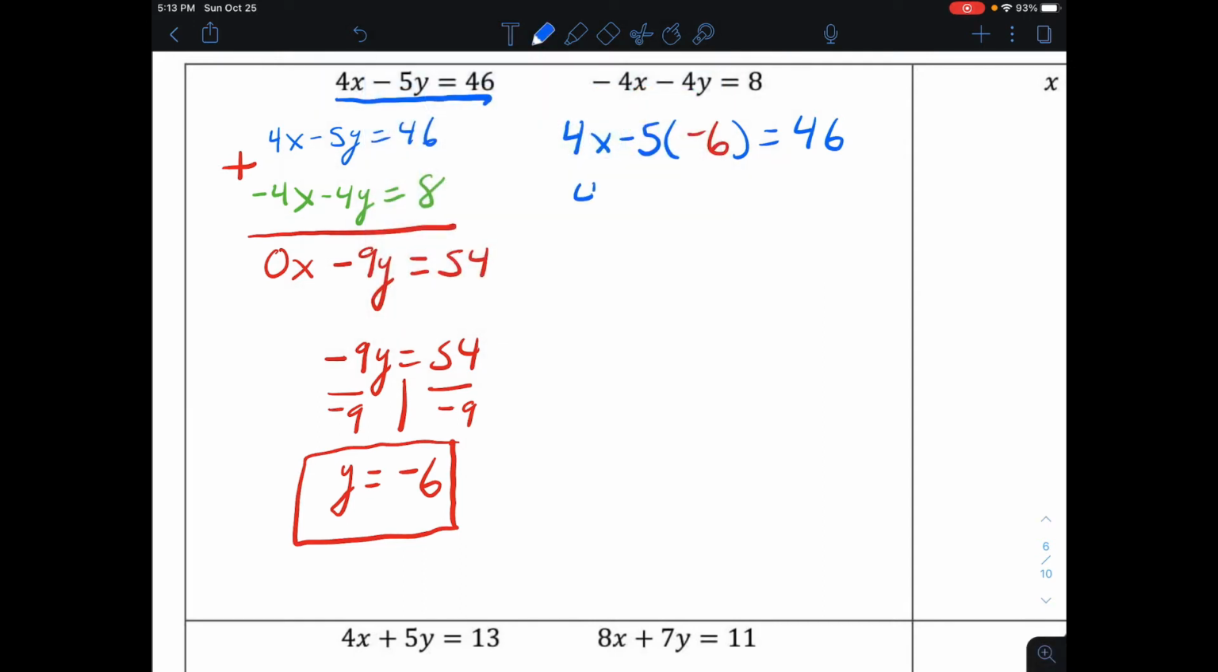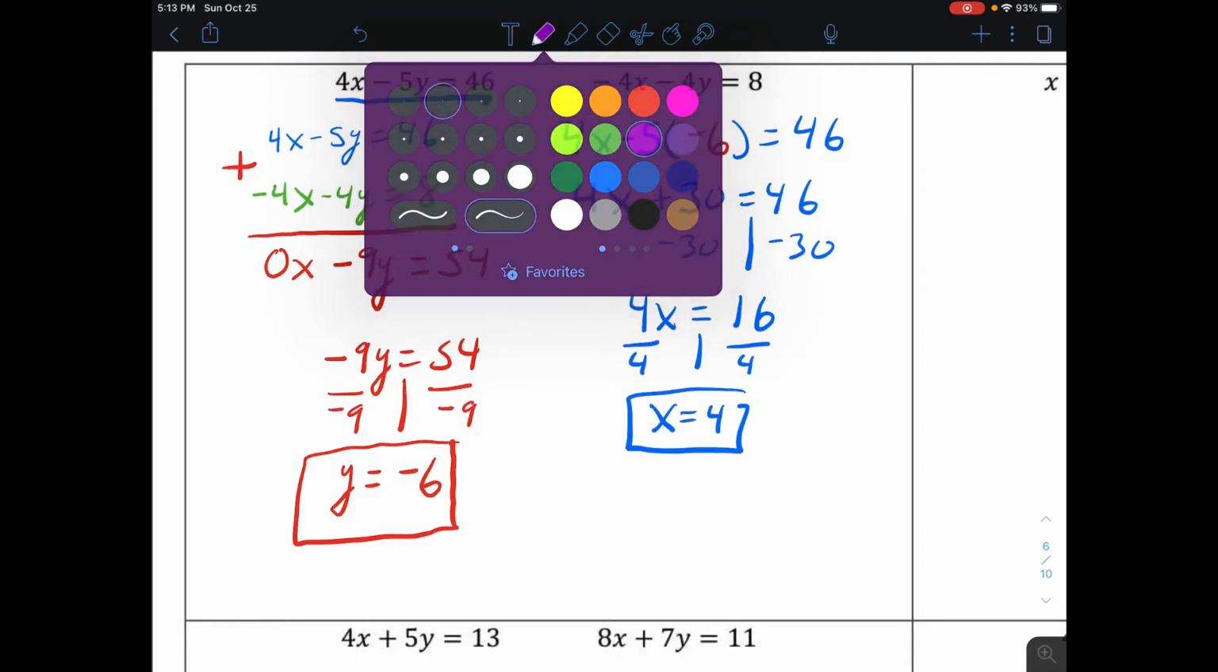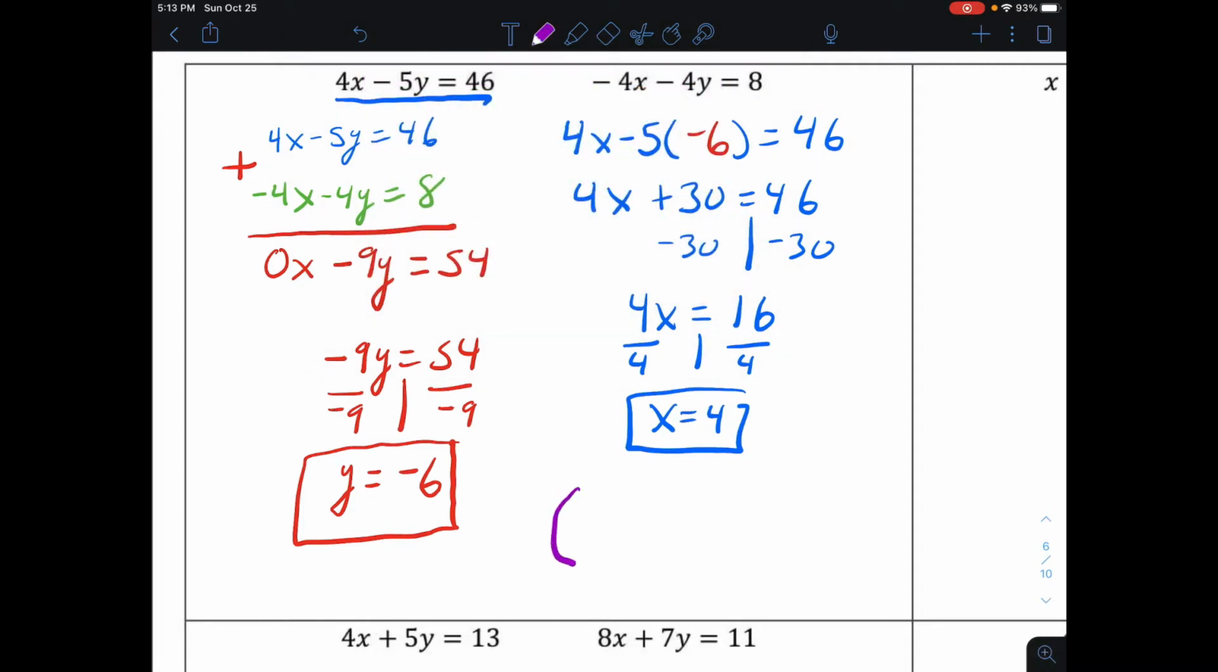So we have 4x plus 30 is equal to 46. We're going to subtract 30 from both sides. That gives us 4x is equal to 16. And then we would divide both sides by 4. That gives us x is equal to positive 4. So x is 4 and y is negative 6 solves the system. Now I'm just going to write it as a coordinate point that relates x to y. So (4, -6) solves the system.